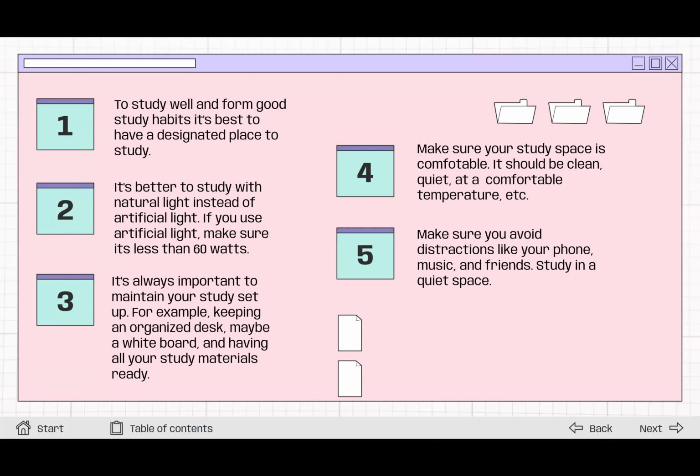Okay, so our fourth point is you want to make sure that your study place is comfortable. You want it to be clean. You want to make sure it's not messy. Make sure you have a good temperature that you're comfortable working in. Just make sure your environment is nice enough that you are comfortable to study there. And you also want to avoid distractions like your phone, music, talking to friends, anything that'll take your focus away from the task at hand.